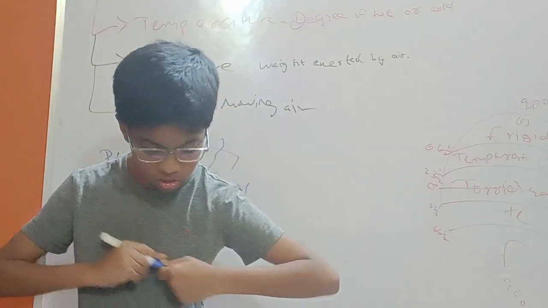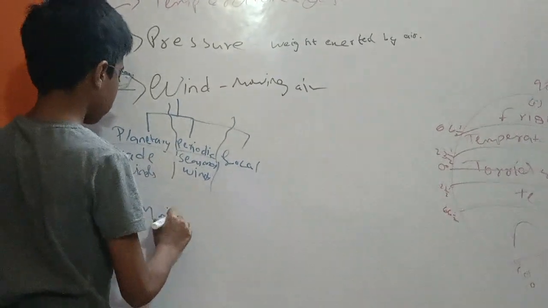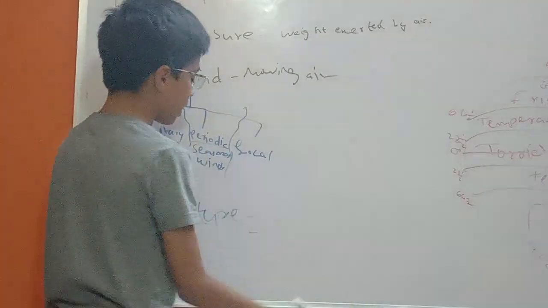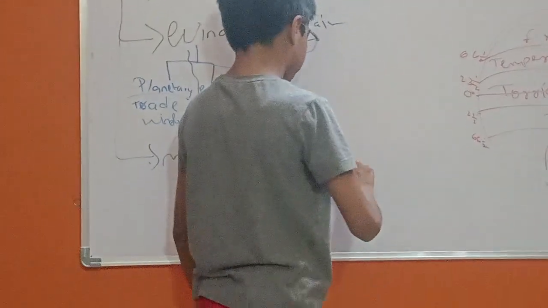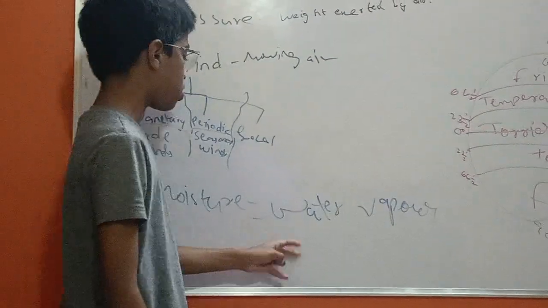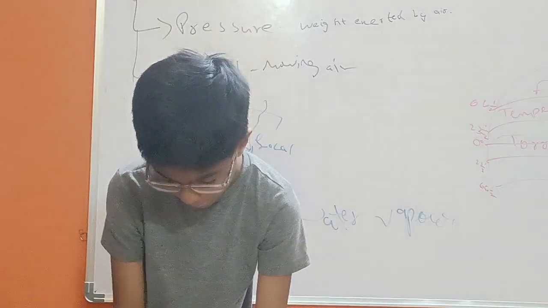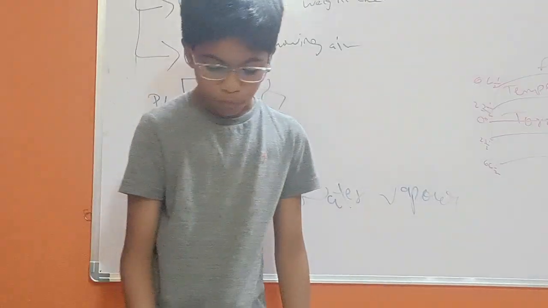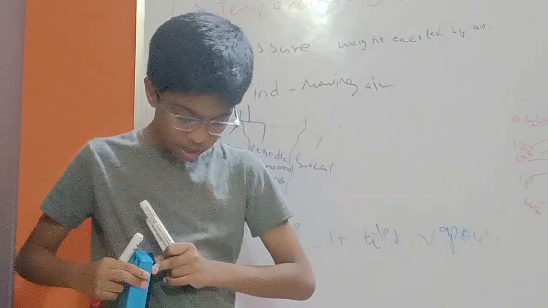The last one is moisture. Moisture is the water vapor which is in the atmosphere. Because of this moisture, we feel more humidity in the atmosphere. Because of moisture, different rainfalls happen: convectional rainfall, orographic rainfall, and even cyclonic rainfall.